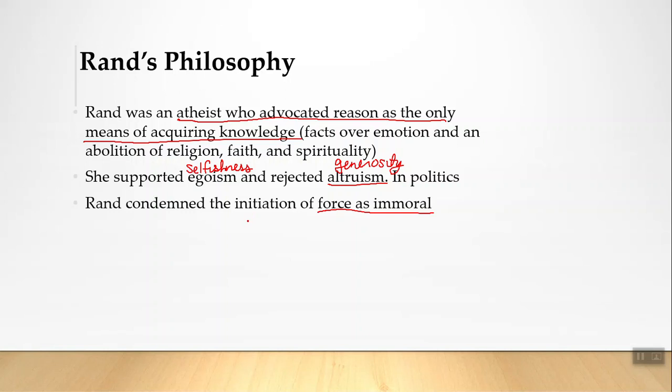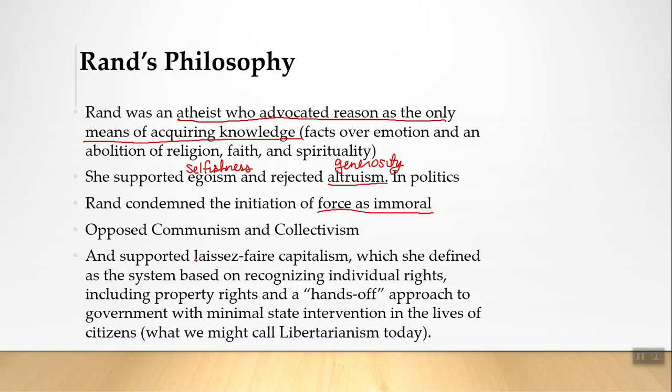Prior to communist rule, the USSR was an atheist country, nominally, in name at least. It was an atheist country regardless of who practiced faith there. It's sort of interesting to me, though, that she didn't turn against it. But she opposed communism and collectivism, which I've already talked about, and supported laissez-faire capitalism in an extreme way: individuals having rights, including property rights, and a hands-off approach to government. So minimal state intervention in the lives of citizens. Today we might call this libertarianism. I would say that Ayn Rand kind of goes even beyond libertarianism.